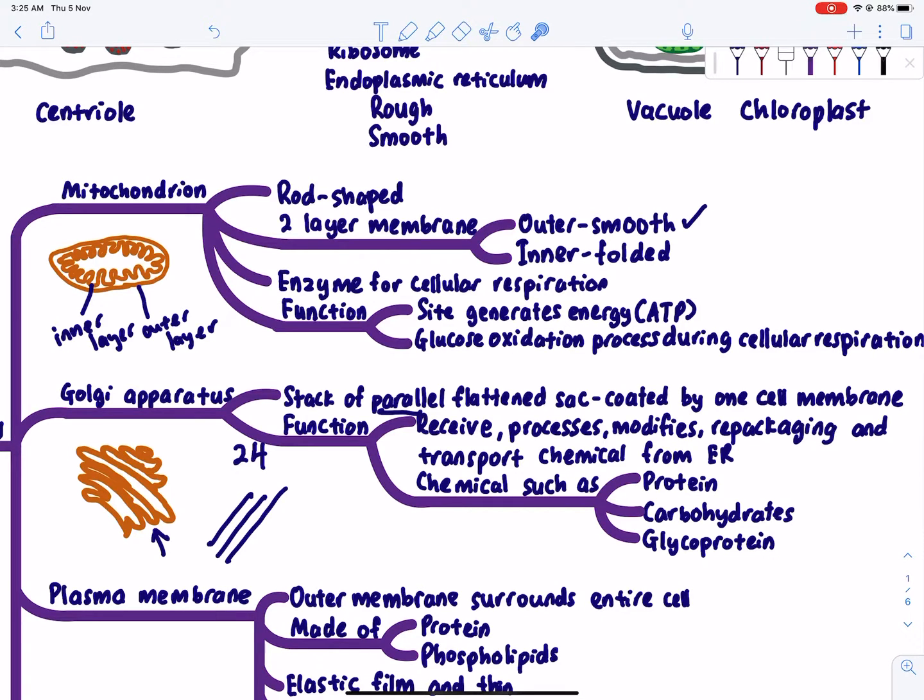The second point: the chemicals that they receive are such as protein, carbohydrate or glycoprotein. This is what is received by the Golgi apparatus. They will process this chemical, modify, repackage, and transport it from the endoplasmic reticulum. They receive it from the endoplasmic reticulum, process it back, and then produce it again in a newer form, so that it is compatible for the usage of the outside cell or inside cell.